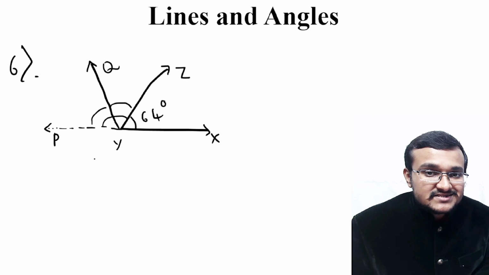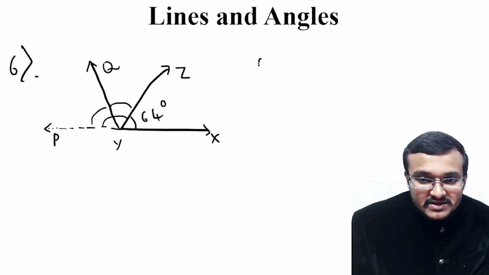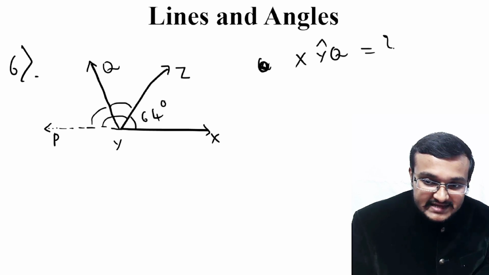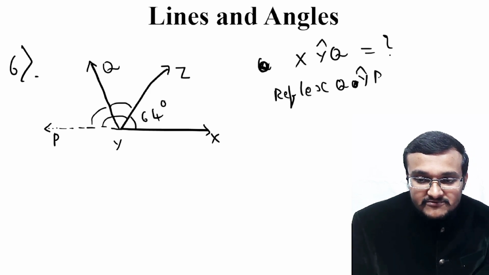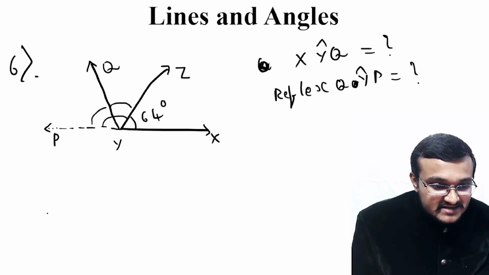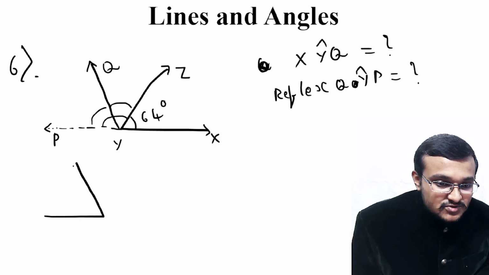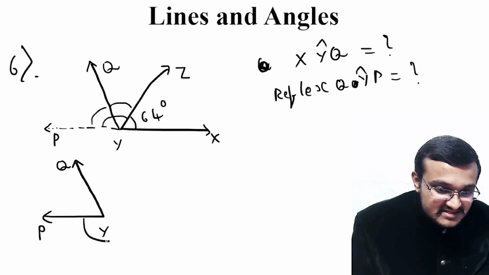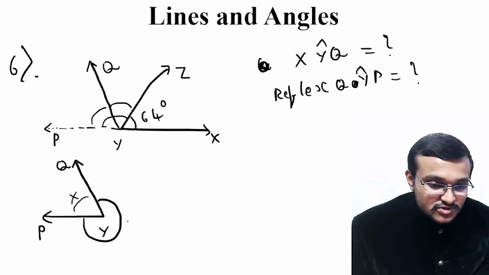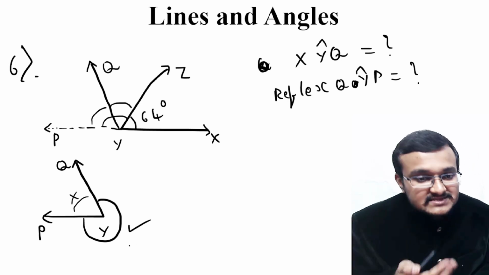Now here XP is a straight line. You have to find out the value for XYQ, and you have to find the value for reflex QYP. So what is reflex QYP? I'll just draw this image once more here. Here we have Q, here we have Y, here we have P. Reflex means this particular angle is the reflex angle. Not this angle you have to find out; this you should not find out. You should find this particular reflex angle.